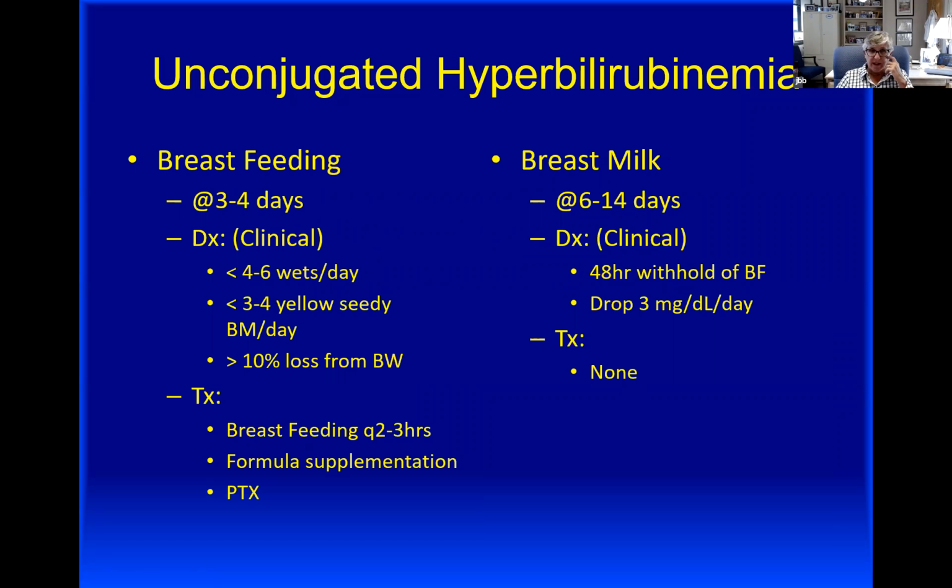You can diagnose it clinically because the baby's not having enough wets. They should have 4 to 6 wet diapers a day. They should also have 3 to 4 at a minimum yellow-seeded bowel movements a day. And also breastfeeding babies may have a greater than 10% loss of weight from their birth weight.